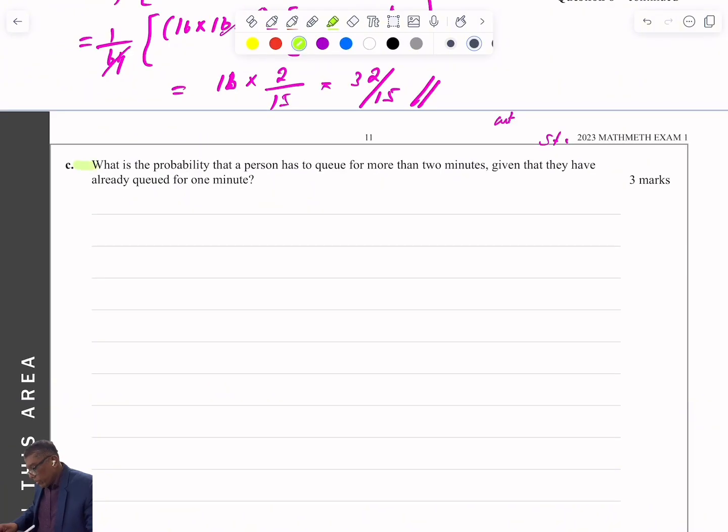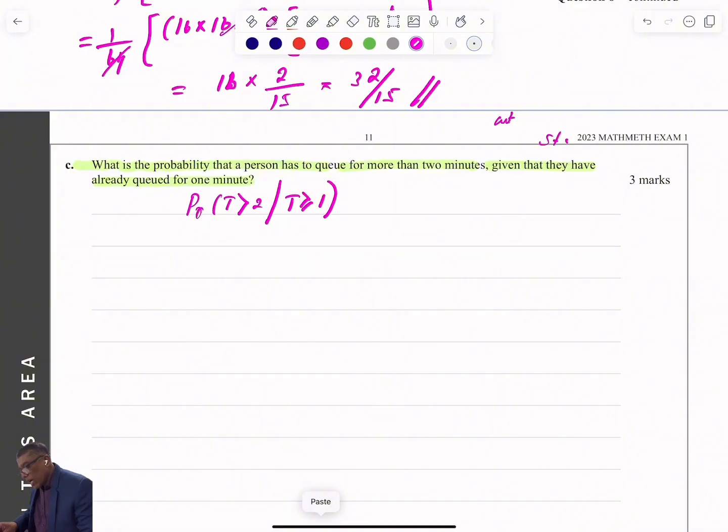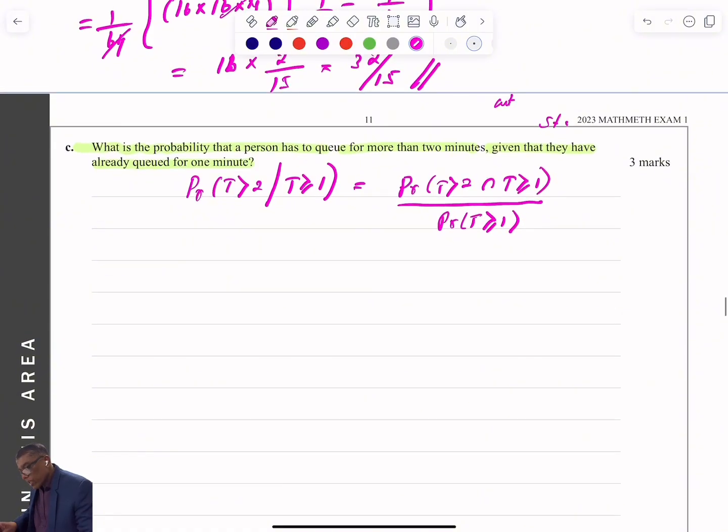Part C of the question: what is the probability that a person has to queue for more than 2 minutes given that they have already queued for 1 minute? Actually, we are asked to find the probability t is greater than 2 given that t is greater than or equal to 1. According to conditional probability, this can be written as the probability t is greater than 2 intersection t is greater than or equal to 1, divided by the probability t is greater than or equal to 1.